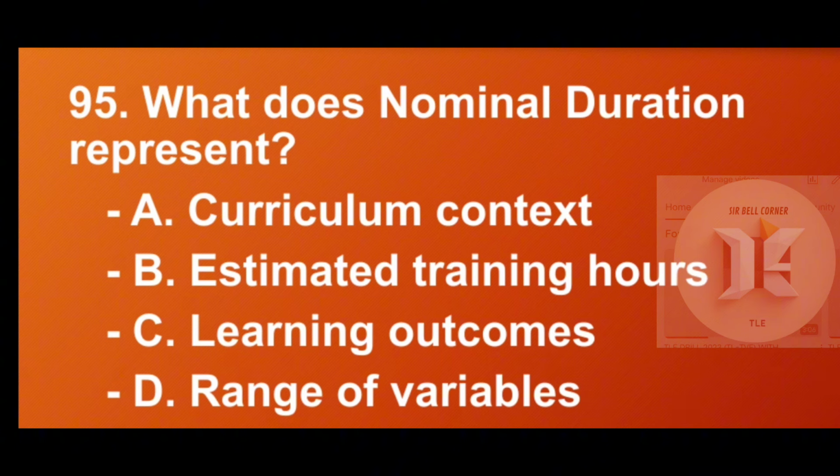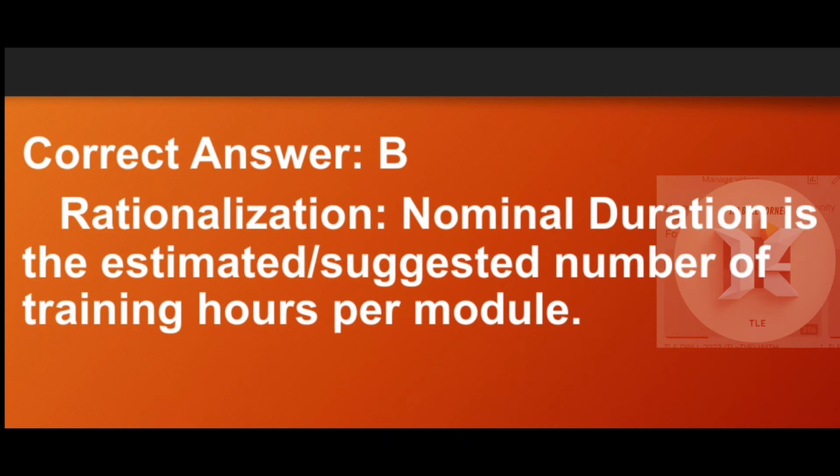95. What does nominal duration represent? A. Curriculum context. B. Estimated training hours. C. Learning outcomes. D. Range of variables. B. Rationalization. Nominal duration is the estimated, suggested number of training hours per module.